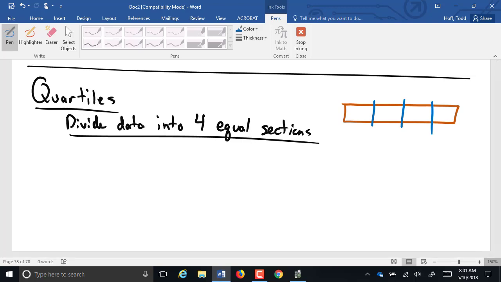So this is a big confusion. I get the question all the time. If it's quartiles, why aren't there 4 of them? Because the quartiles are the cuts. They're the cutoffs. It only takes 3 cutoffs to cut into 4 pieces. So there's quartile 1, quartile 2, and quartile 3. Cuts the data into the 4 equal pieces.